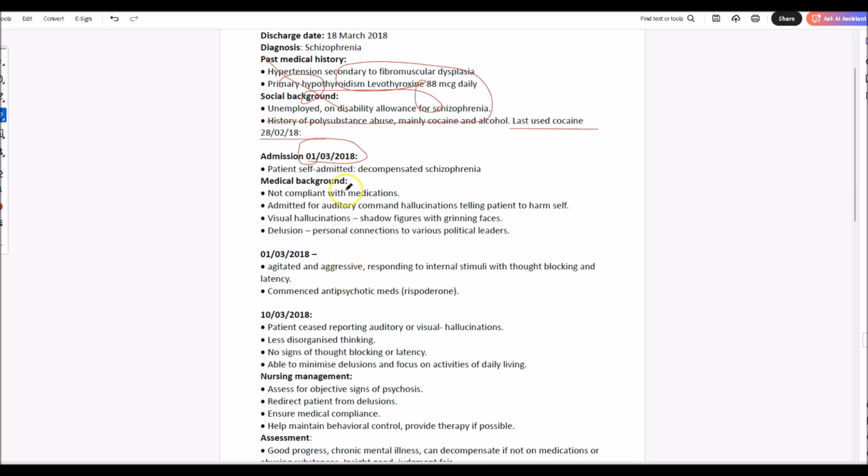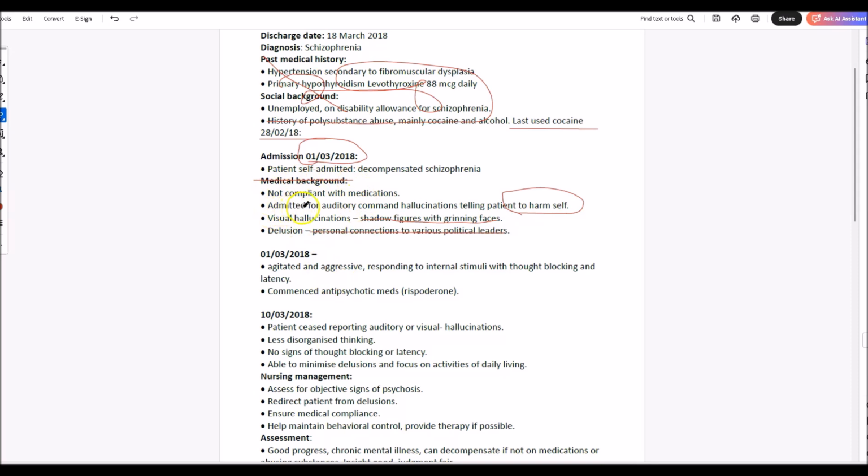And we've got the background. She's not been taking the meds. She's got hallucinations. We don't have to go into the details of these. Self-harm, ideations, etc. So this is the background, but it says admitted. This is why I keep saying don't use random notes off the internet, because this is not the background really, is it? This is when she was admitted.